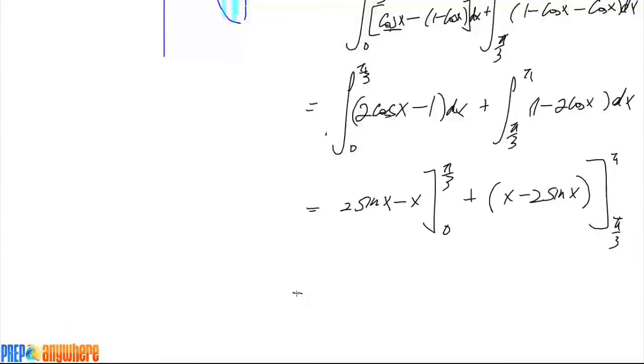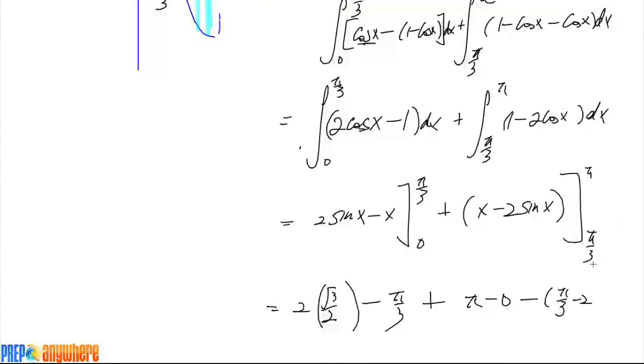So let's plug in pi over 3. Sine of pi over 3 is root 3 over 2, minus pi over 3. Plug in 0, it's going to all turn into 0. Plug in pi, we have pi, sine pi is 0, so pi minus 0, minus, now pi over 3 minus 2 times sine of pi over 3. So sine of 60 degrees, that's root 3 over 2.